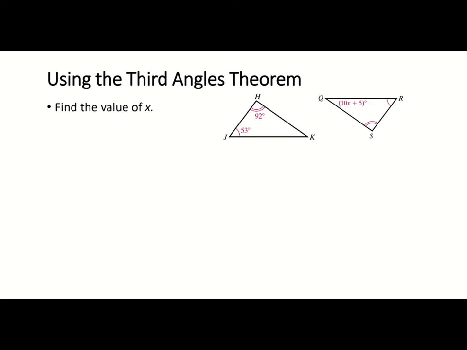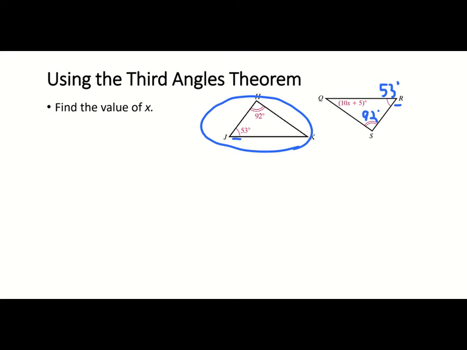All right, so we are going to use our third angles theorem to find the value of x. And here, I know that angle H and angle S are congruent because they're both marked with two arc marks. So I'm going to put my 92 degrees in there. And I also know that angle J is congruent to angle R because they have one arc mark, so that would be 53 degrees. And they want us to find x. So now, using my congruent triangles, I have all three angles.